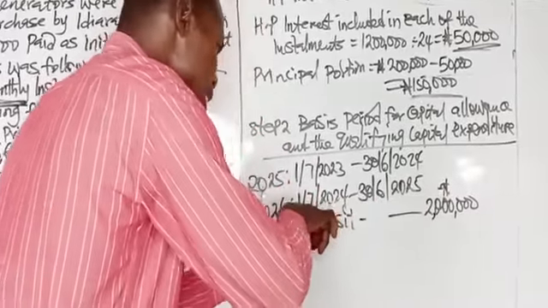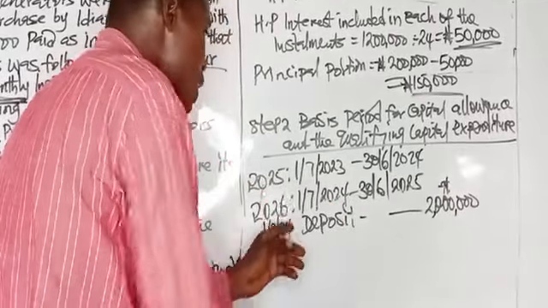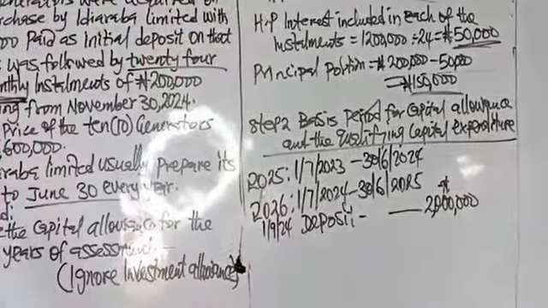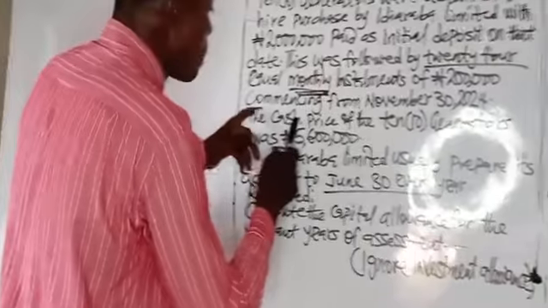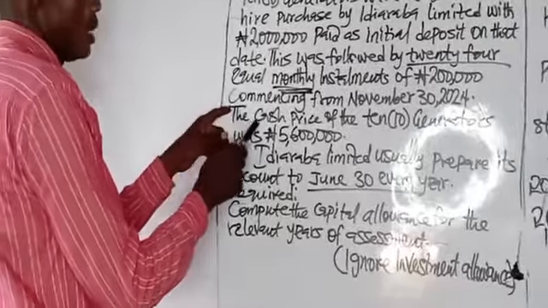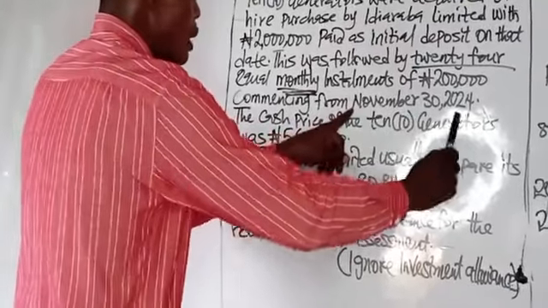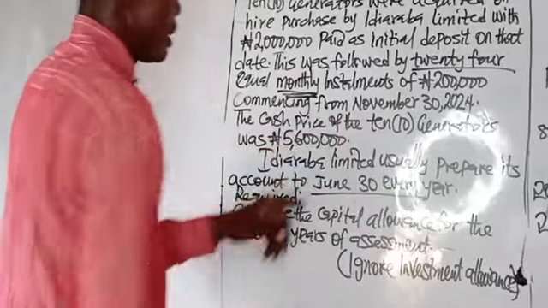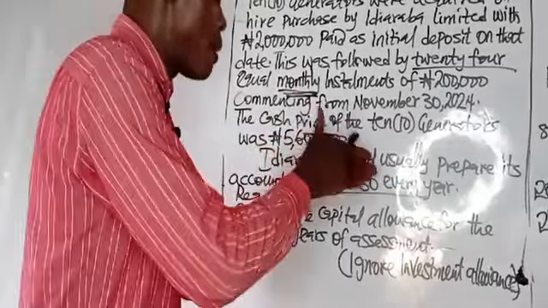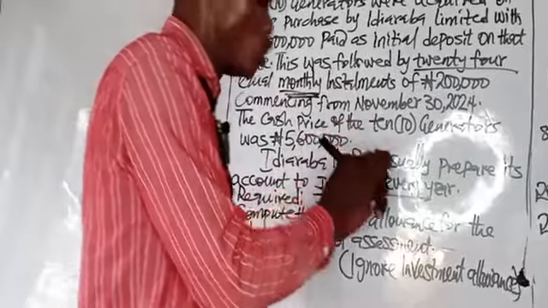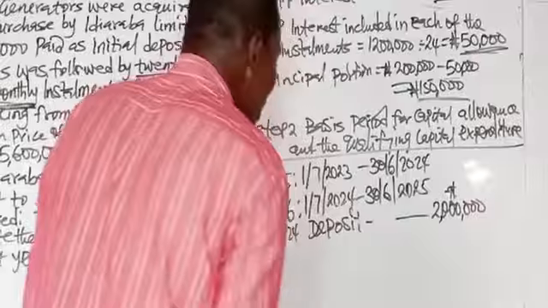The reason why we are not starting from July 2024 is that the date of the commencement of the payment of that installment is November 30, 2024. That is the date of the commencement of the payment of installments. So November, December, January, February, March, April, May, June. So it is 8 installments that fall within this basis period.